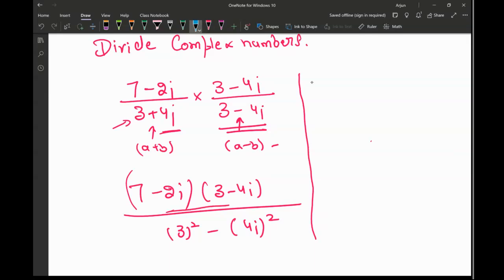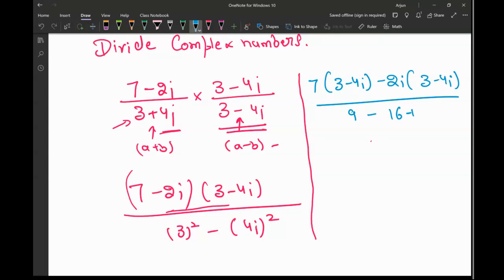So now again this is simple multiplication. You will write the first term, 7 times 3 minus 4 iota, minus 2 iota multiplied by 3 minus 4 iota. That's what we're going to write on top. 3 square is 9 minus 4j. 4 times 4 is 16, 16 times negative 1, because this will go with this also. This will become 16j square. J square means negative 1.